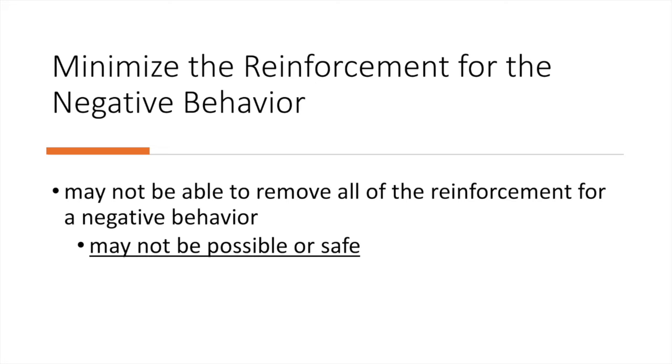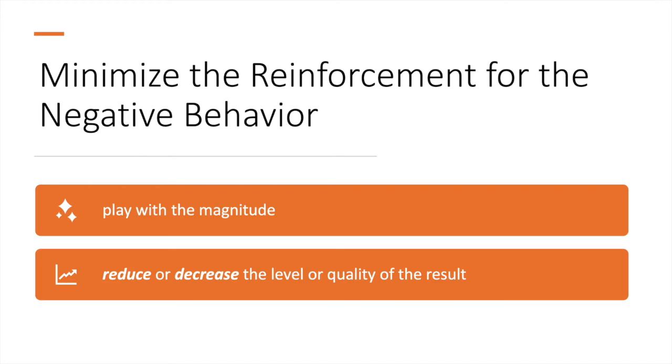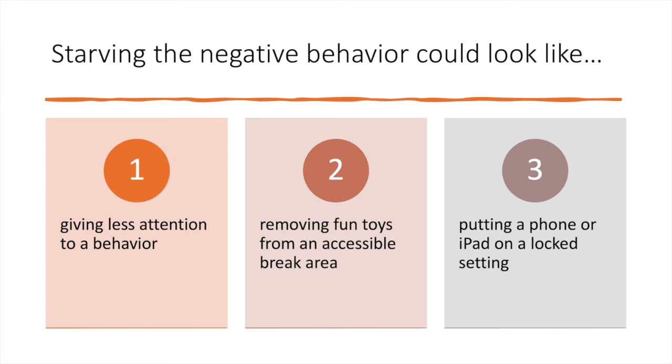If a child's engaging in aggression or eloping or anything like that, we're not just going to ignore that behavior, right, and remove all reinforcement. He could get hurt, right? So we have to intervene, but we can still do so in a way that minimizes the reinforcement for the negative behavior. So we want to really play with the magnitude of our response, play with the environment and the setting events to make that behavior not be as successful. Basically, you're going to reduce or decrease the level or quality of the result.